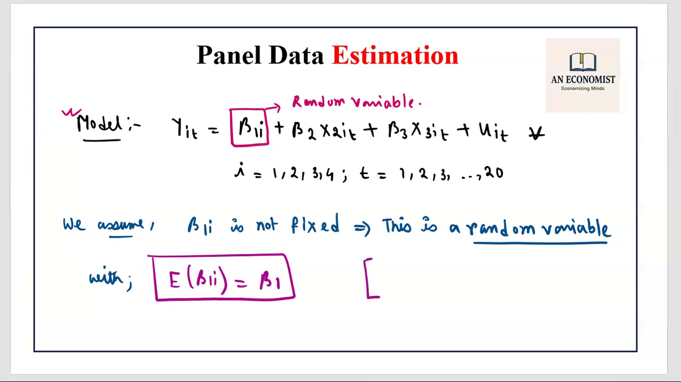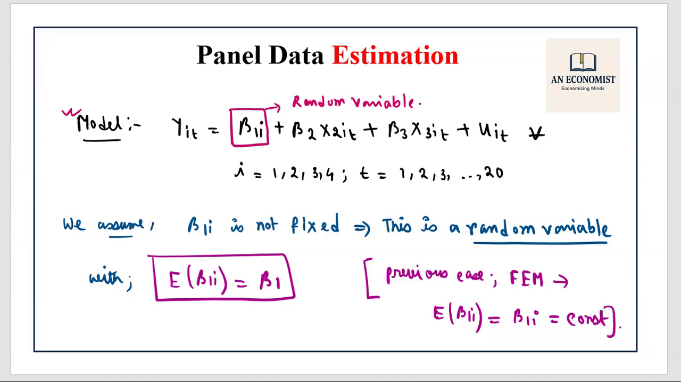In our previous case, that is, in the fixed effect model, can you pause the video and tell me what this will be? In the fixed effect model, beta_1i was a constant. So if you take the expectation of a constant, what should we get? We should get the constant itself, right? So it was beta_1i only, which is a constant in the fixed effect model.